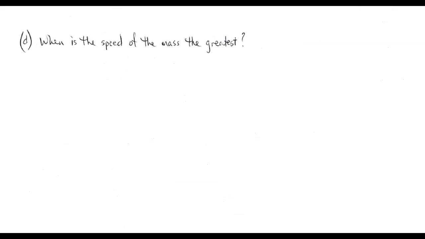All right, so for our next question, we're asked, when is the speed of this mass that's bouncing up and down going to be the greatest? Okay. So if we take our scenario again, we have a mass that's bouncing up and down, up and down, up and down. We already know that the rate of change of the function is going to be 0 at these extremes. Okay.